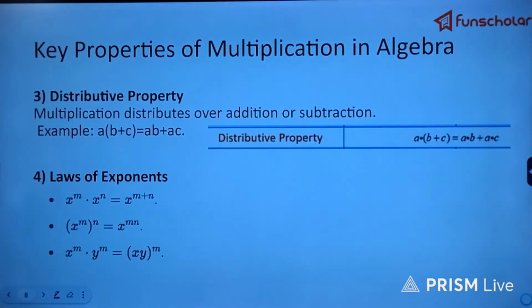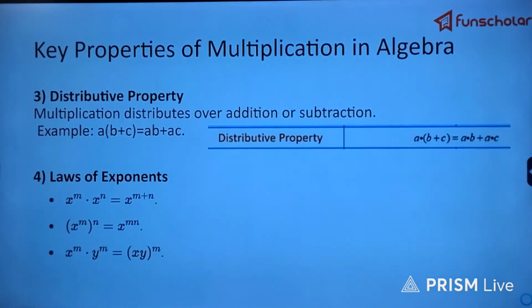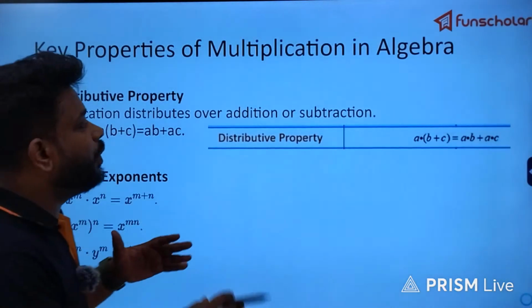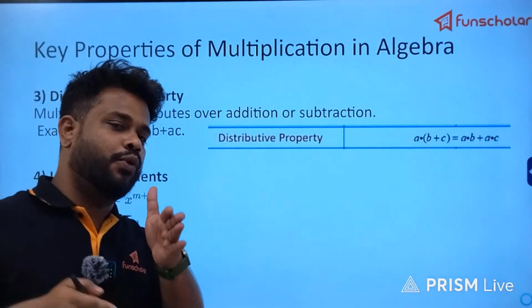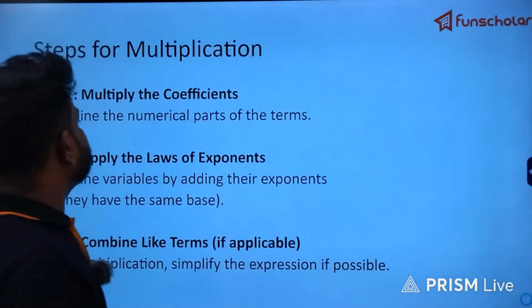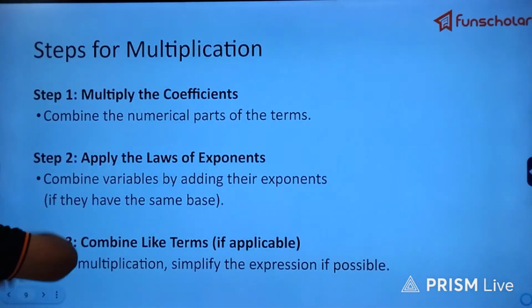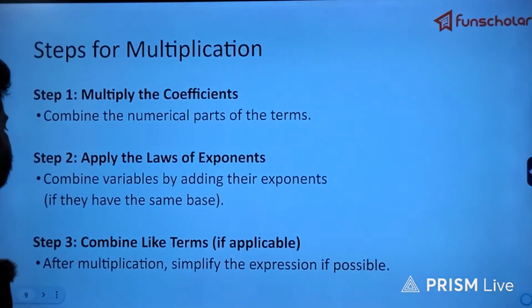Now we will be learning some laws of exponents. The laws of exponents look like this: x to the power m into x to the power n will be x to the power m plus n. x to the power m, to the power n, will be x to the power mn. x to the power m into y to the power m will be xy to the power m. We will discuss this in more depth in our upcoming slides. They have also discussed the steps for multiplication, and we will apply all the steps when we do the actual multiplication in our upcoming slides.